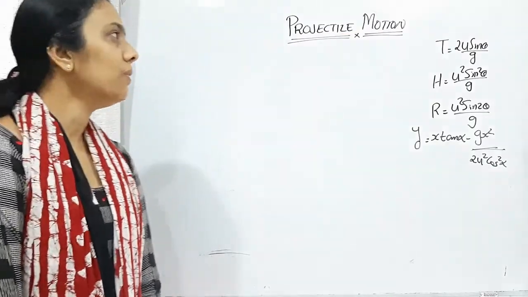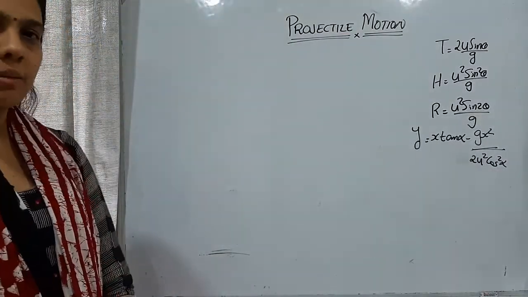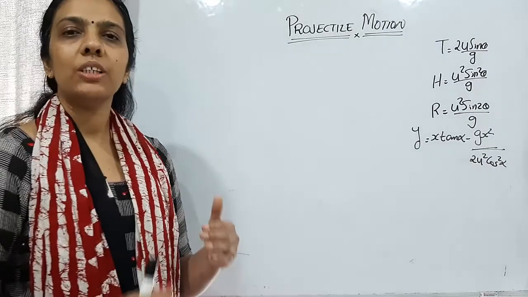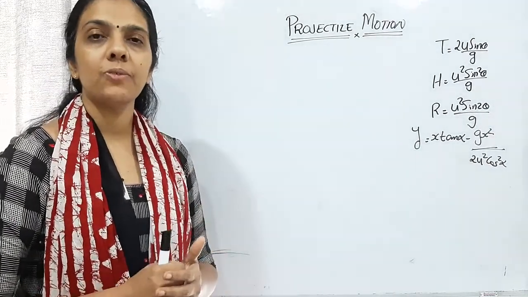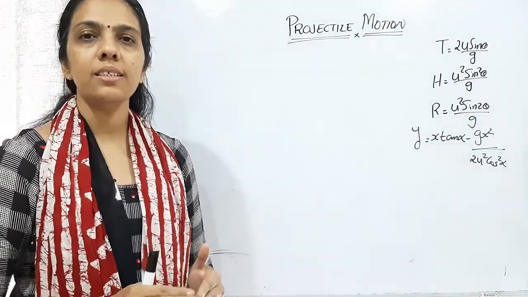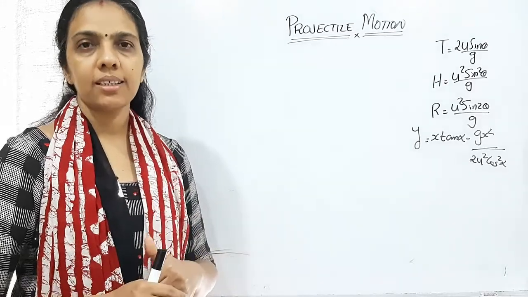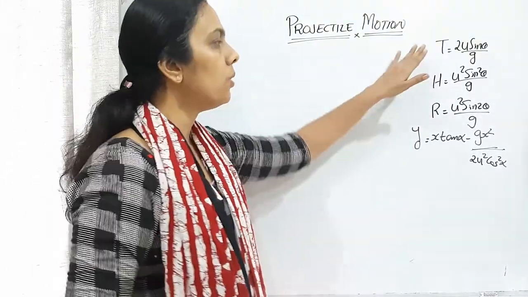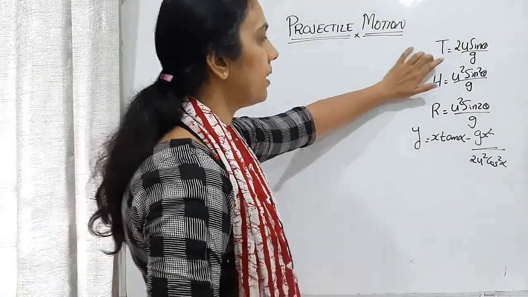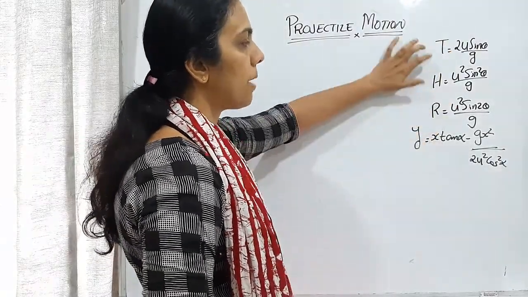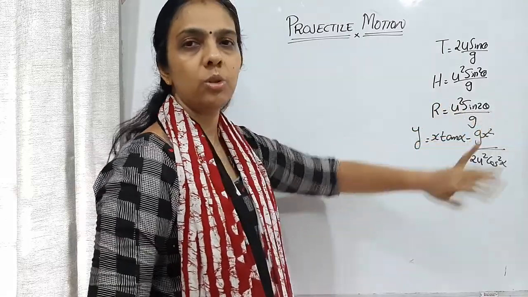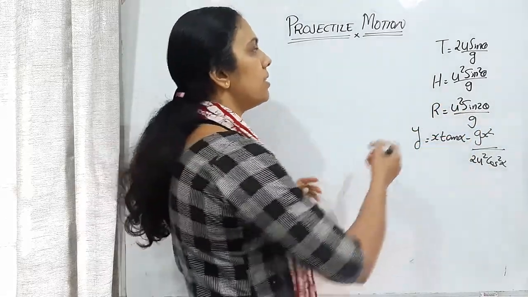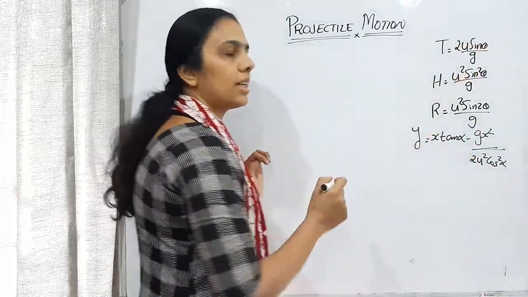In today's video, we are continuing with projectile motion. Last class we just introduced the formulas for finding the time of flight, maximum height and range, and the maximum range position also. Maximum range will be equal to u square by g. Right. So, T equals u sin theta by g.